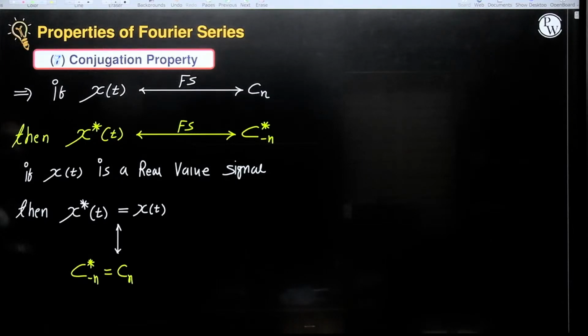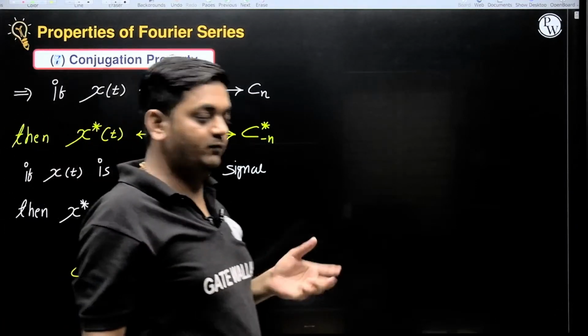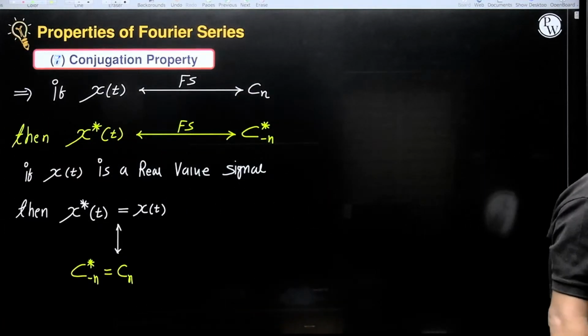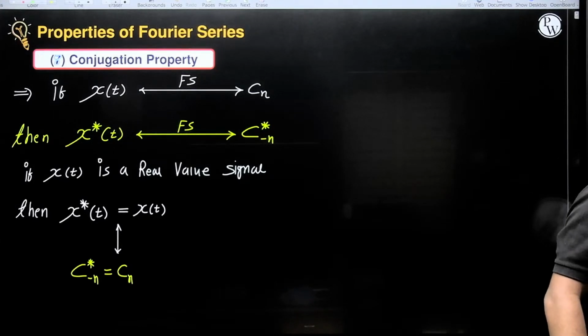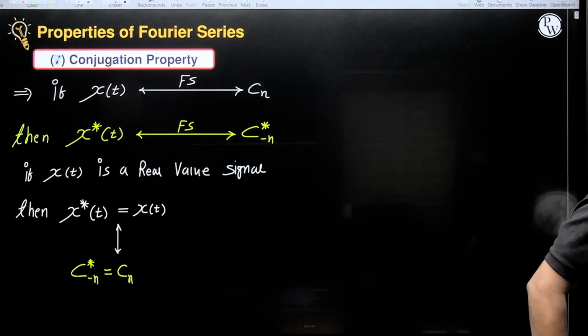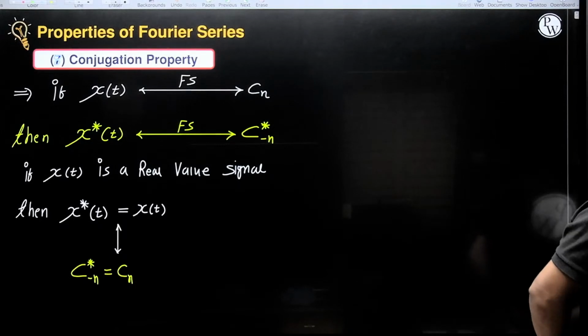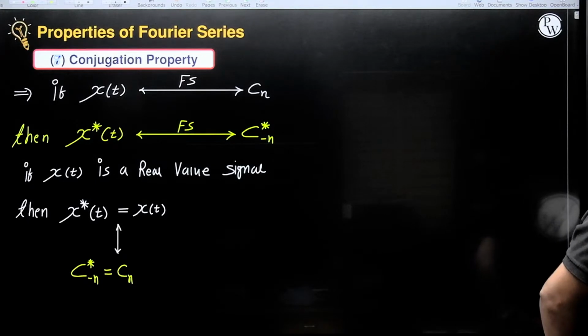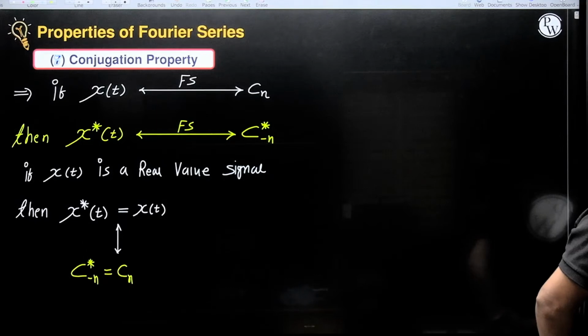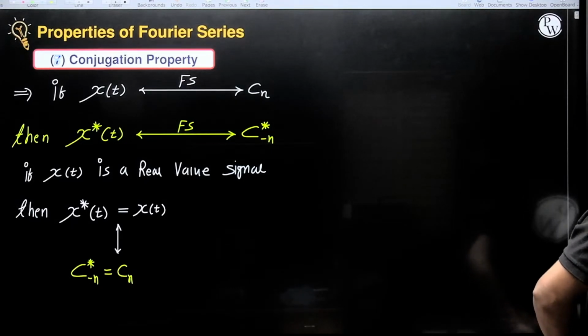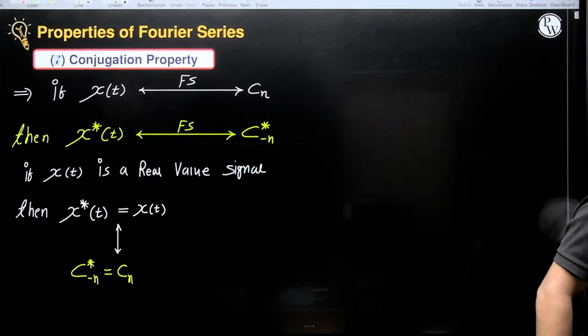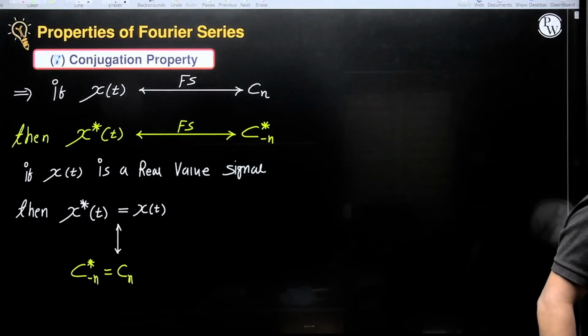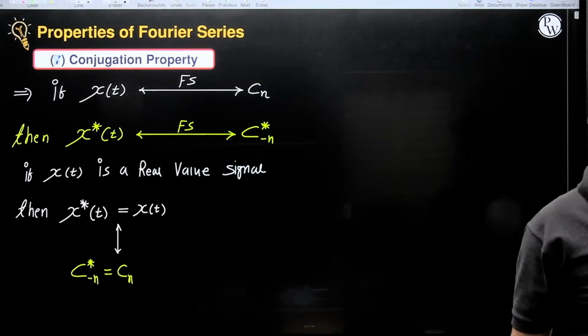If x of t is any complex valued signal, I can give the proof also, guys. If you want the proof, then from the proof you can understand the question also. Your doubt will get solved if I provide you the proof. We can prove this property, and the same way you can understand the question. So do you want the proof? Should I proceed with the proof? Tell me.